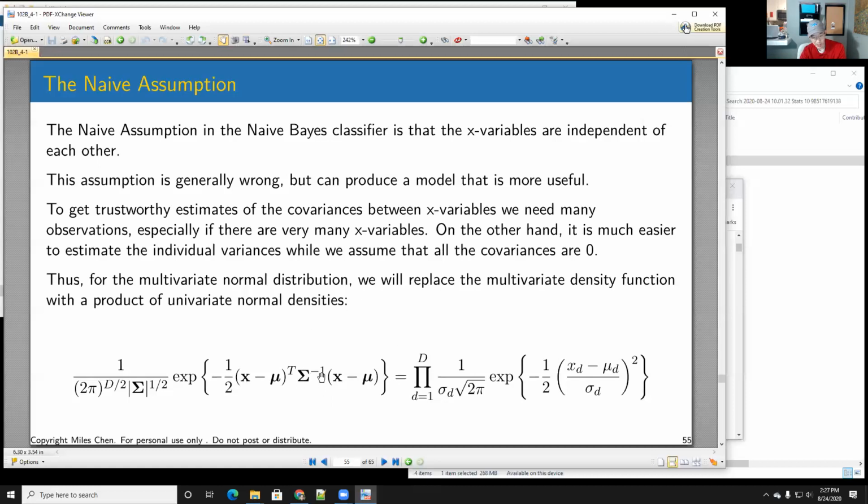So if we assume that this variance matrix is diagonal, then we can simplify this thing into a product of univariate normal PDFs, okay? Is that all right? So we're gonna take the multivariate Gaussian and just simplify it to a product of univariate normal PDFs, okay? Because we're saying that the variance matrix is a diagonal matrix.